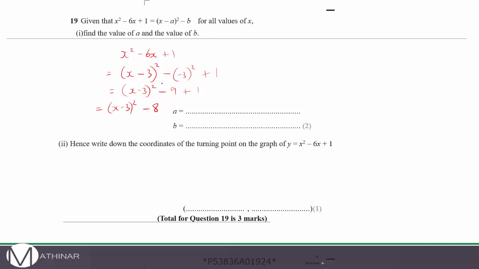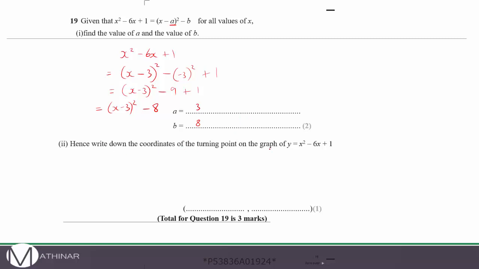So now, what do we have? We need to give it in this form. So what's the value of a? Now a is that number there. So it's x take away a, and this says x take away 3. So a is equal to 3. And then we have a minus b, we have a minus 8. So our b is equal to 8. And that's the first part of the question.